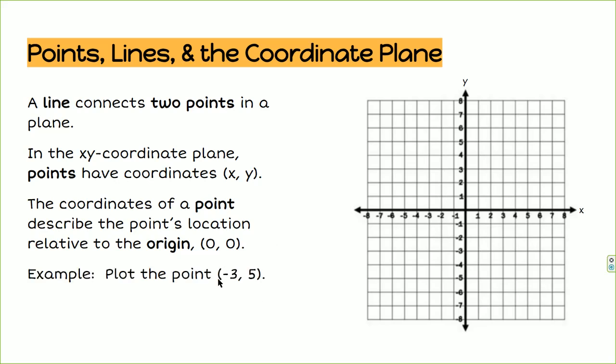So for example, we want to plot the point negative 3, 5. Well, negative 3, that's in the x position, so that's telling me go back 3. So from the origin, I'm going to go back 3. The next coordinate is the y coordinate. Y has to do with up and down. It's positive 5, so that's telling me from where I just left off, go up 5. And where I land is where the point negative 3, 5 sits in the coordinate plane.